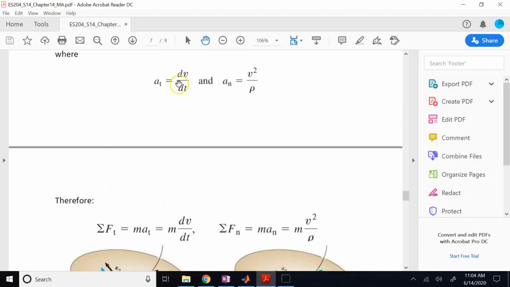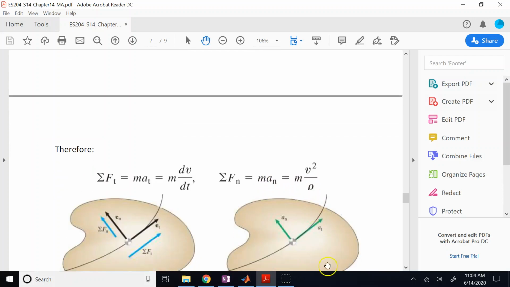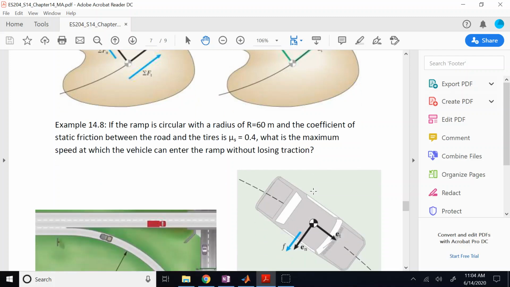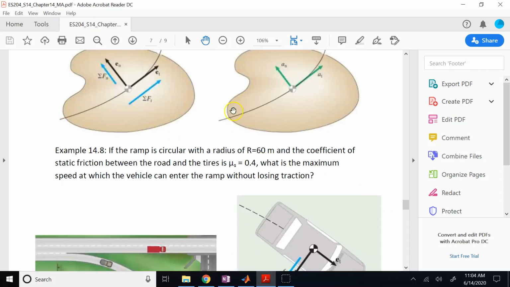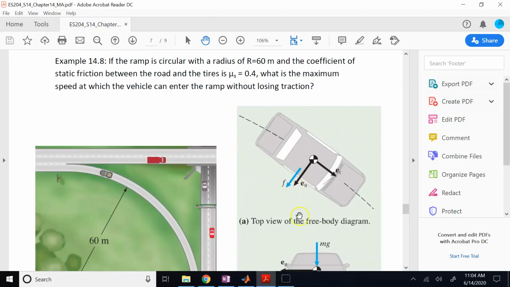And we know that a_t is what? Rate of change of speed. And then the sum of the forces in the normal direction is mass times a_n, and a_n was v squared over rho, and rho was the radius of curvature. Again, if there is a third dimension, binormal, then we can have the sum of the F in the binormal direction is mass times acceleration binormal. Okay, and actually we can use that in this problem too. So let's see how we use this in this example 14.8.